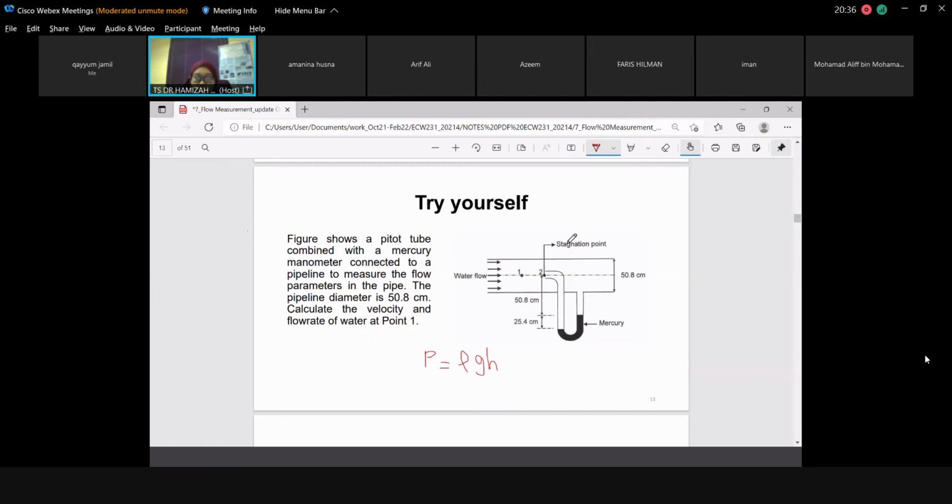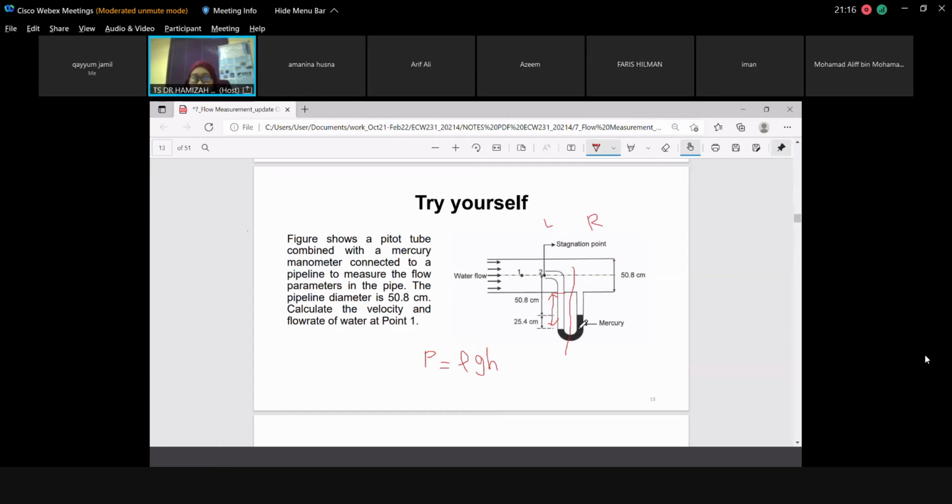We have to split into limbs, left and also right. You can see from this one, the left limb, we have only one type of liquid. For the right side, we have mercury and also water. So how do you read this? Left is point 1.